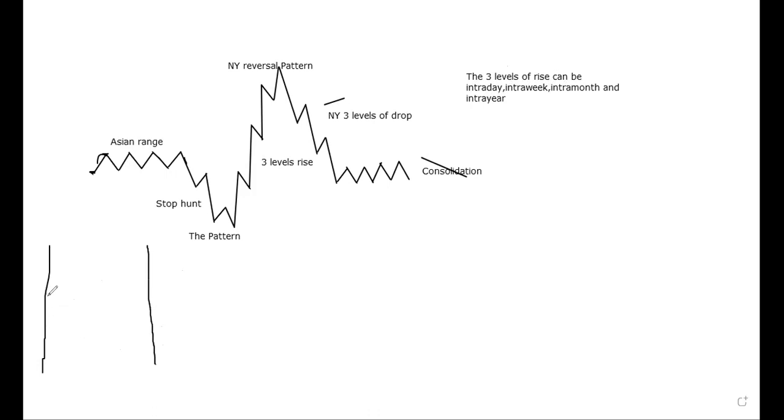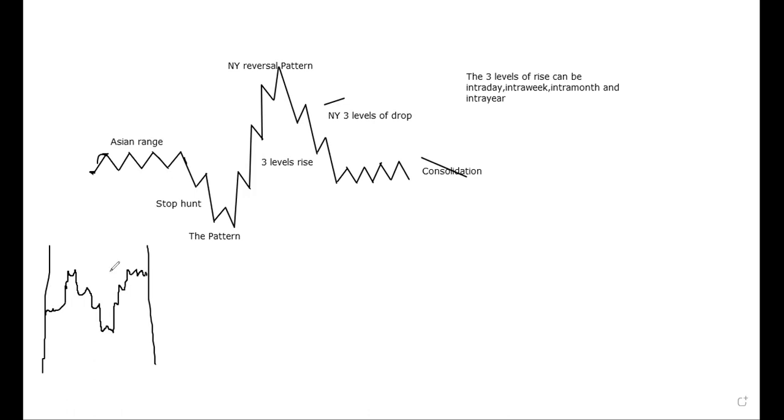Now, you're entering the market. The market is giving you, let's say, an Asian range, then a stop on phase, then you have a pattern. Then you want to see 1, 2, 3. Then the New York session time is coming, and you want to see 1, 2, then 3 before you then consolidate.